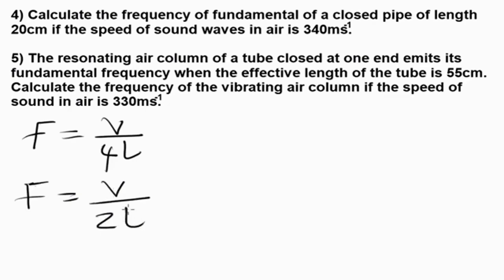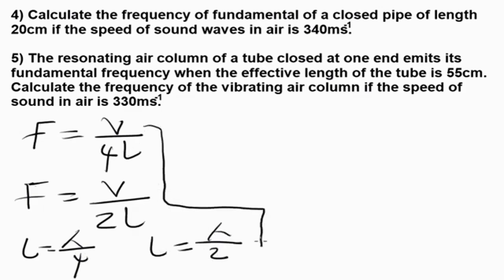Whereas when you want to calculate length of sound wave in a closed pipe, you use this formula: length equals wavelength, lambda, over 4. Whereas in an open pipe, you use this formula: length equals wavelength over 2. So take note of these basic formulas for closed pipe and for open pipe. With this, let's solve question 4.